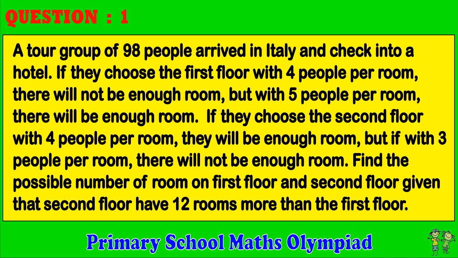Question 1. A tour group of 98 people arrived in Italy and checked into a hotel. If they choose the first floor with 4 people per room, there will not be enough rooms, but with 5 people per room, there will be enough rooms. If they choose the second floor with 4 people per room, there will be enough rooms, but with 3 people per room, there will not be enough rooms. Find the possible number of rooms on the first floor and second floor, given that the second floor has 12 rooms more than the first floor.